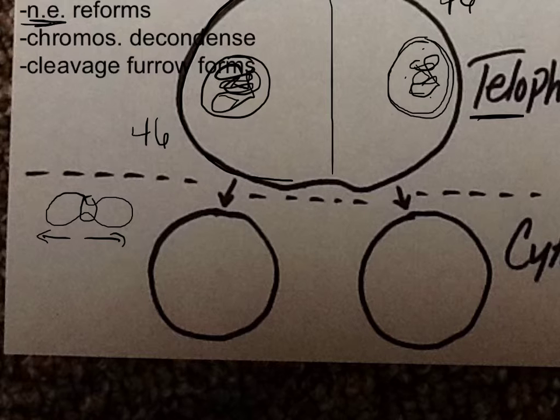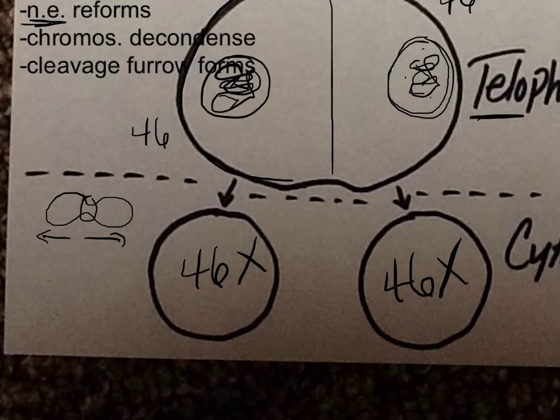And what you end up getting are these two completely identical daughter cells, okay? And each of them have 46 chromosomes in each cell. So we literally copied it and made a clone. And that is mitosis in a nutshell.